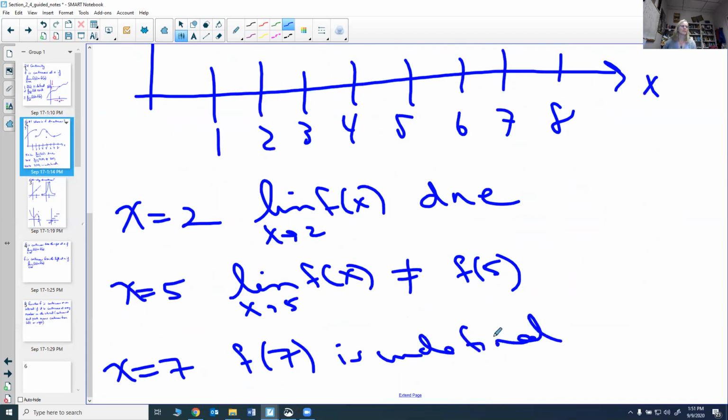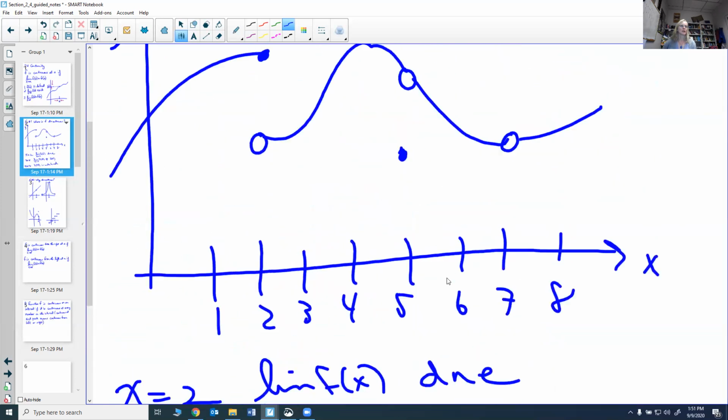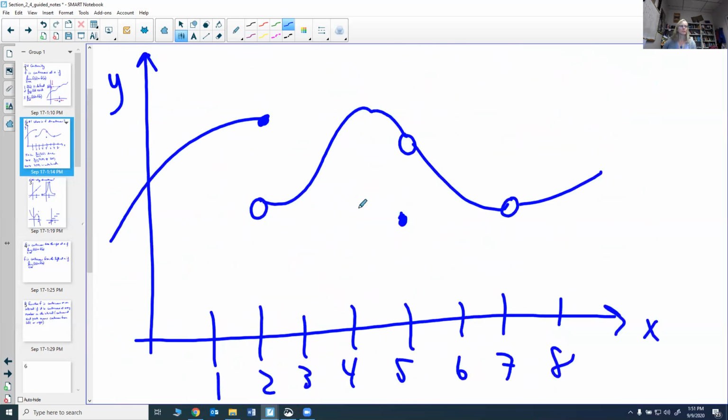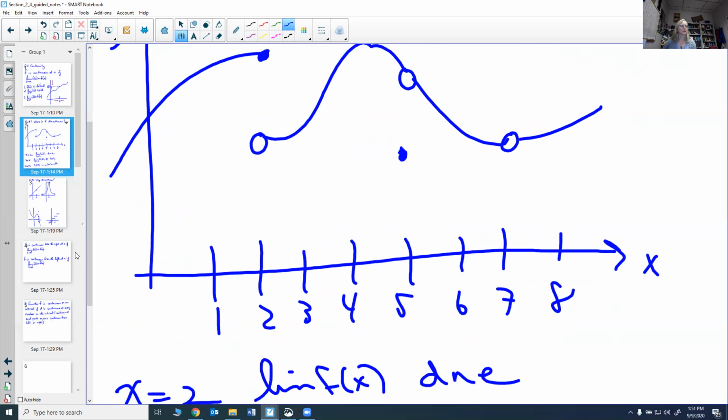And so that being the case means it's discontinuous there. Looking up here, I've got x equals 2, x equals 5, x equals 7. I don't see any other places where there seems to be an issue. So these are the places of discontinuity.